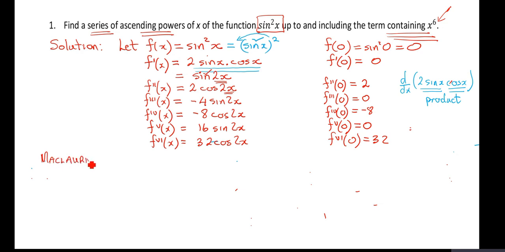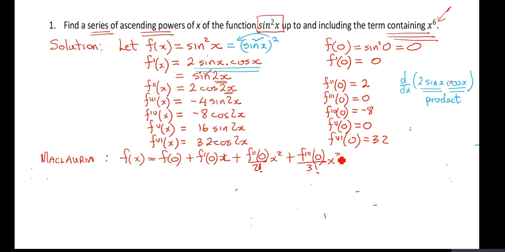The Maclaurin series formula was f of x. Do you recall that? f at 0, plus first derivative at 0 times x, plus second derivative at 0 over 2 factorial times x squared, plus third derivative at 0 over 3 factorial times x cubed. Okay, you know the pattern, and continue.